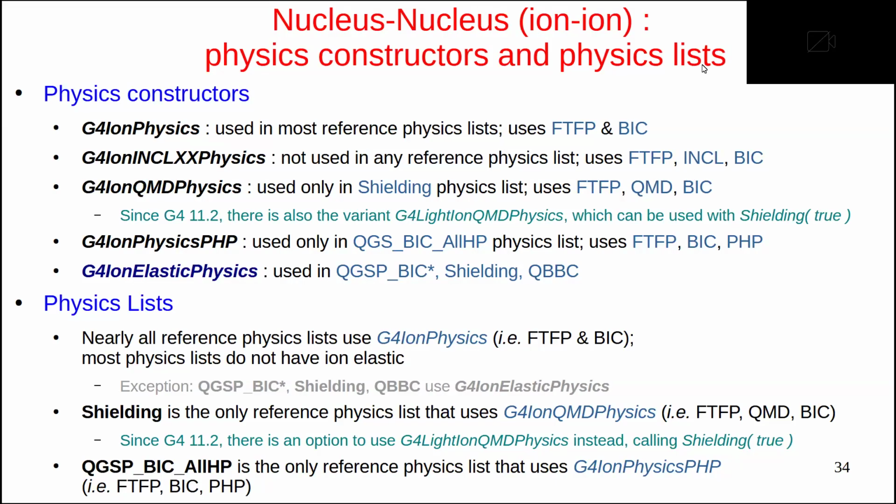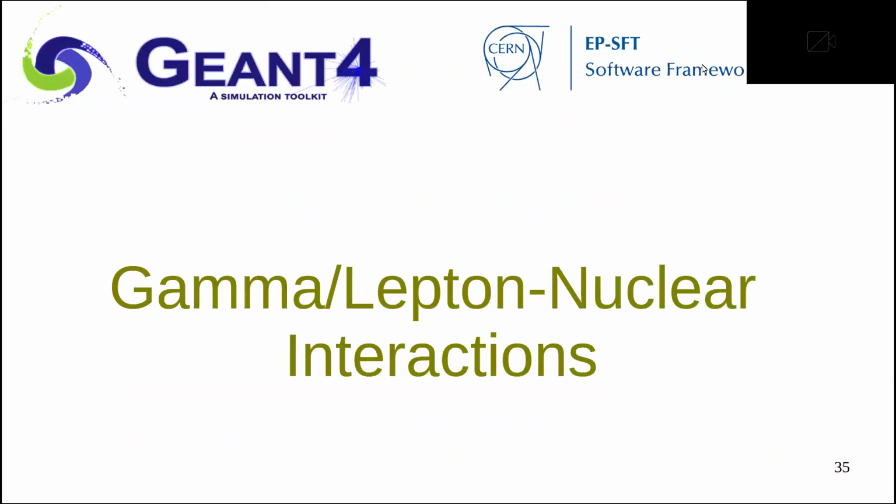In most cases, as I said, it is Fritiof and binary which is mostly used, unless you have a specific detailed reason to pick a different choice. Now, we change the topic. We go now to gamma-nuclear and lepton-nuclear interactions.